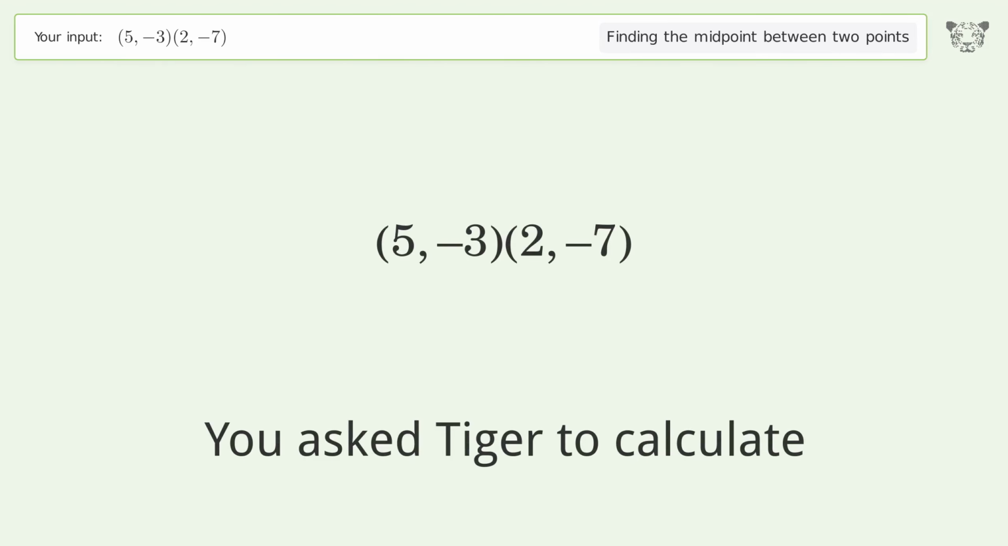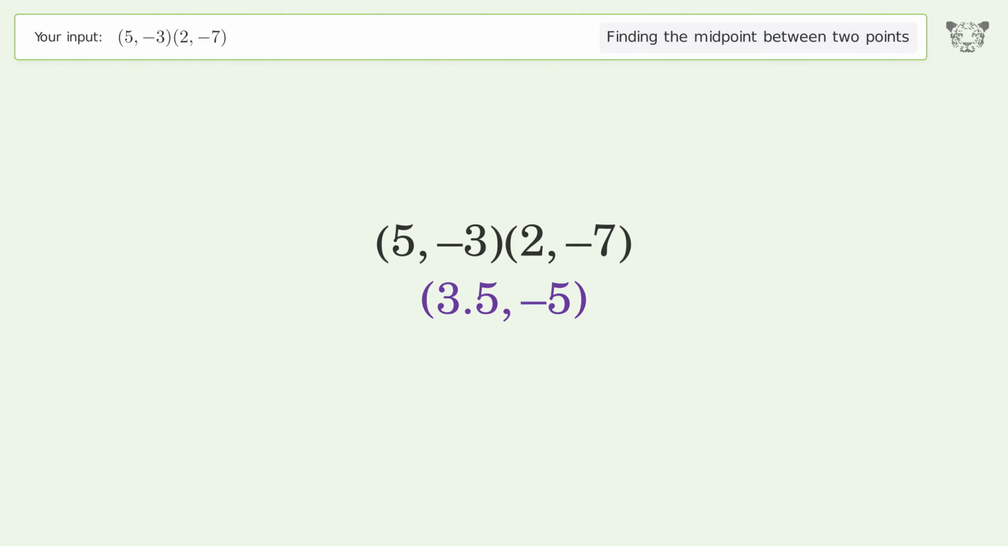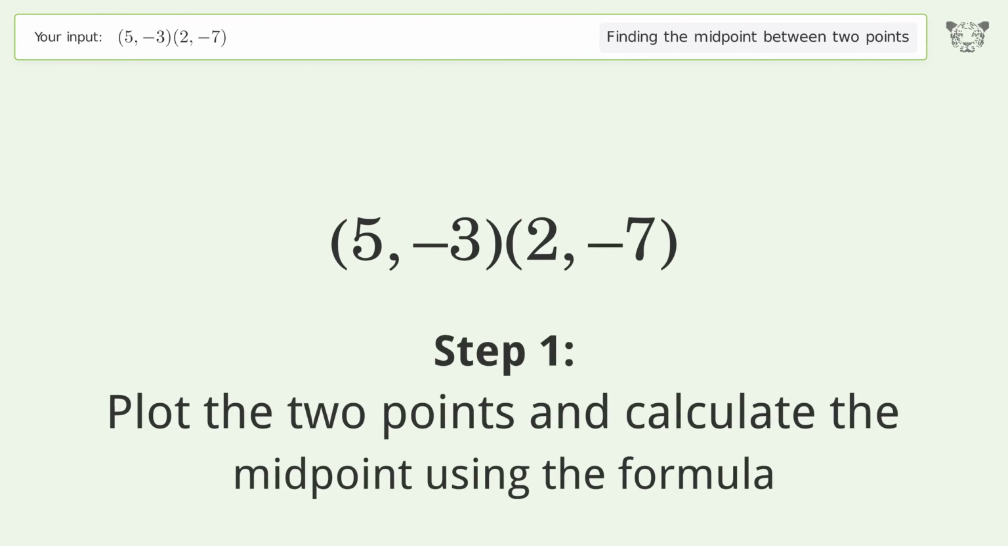You ask Tiger to calculate. This deals with finding the midpoint between 2 points. The midpoint between the 2 points is 3.5, -5. Let's solve it step by step. Plot the 2 points and calculate the midpoint using the formula.